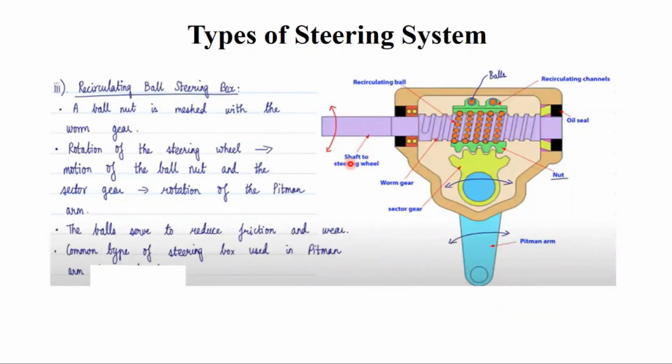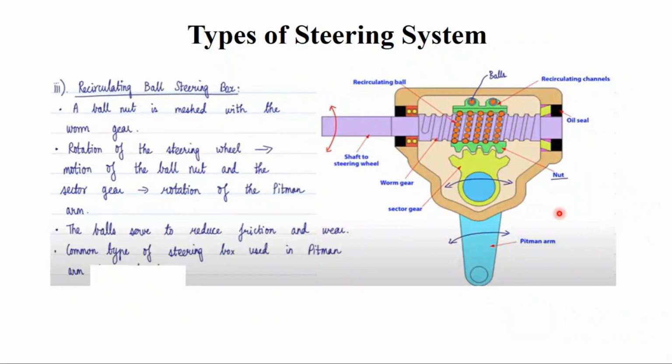How the movement is going to happen, let us see. The rotation of the steering wheel is going to the motion of the ball nut. This is the ball nut, and then you also have the sector gear, and finally this will rotate the pitman arm. Okay, here why do you need to have the balls in the worm gear? The function of these balls is to reduce the friction and also to reduce the wear.